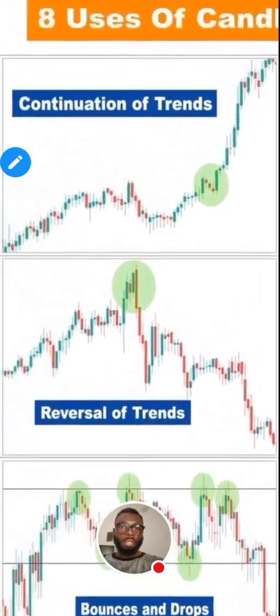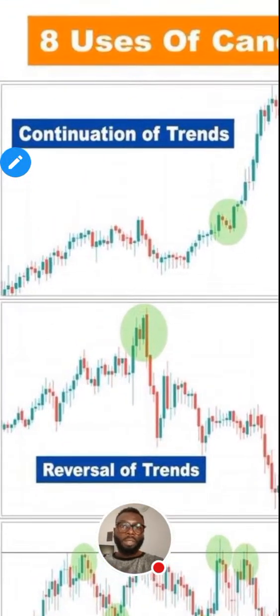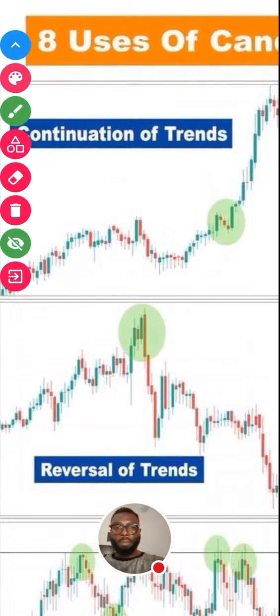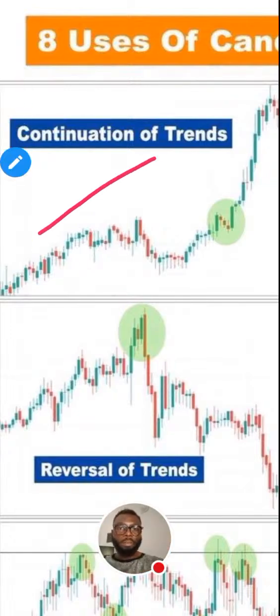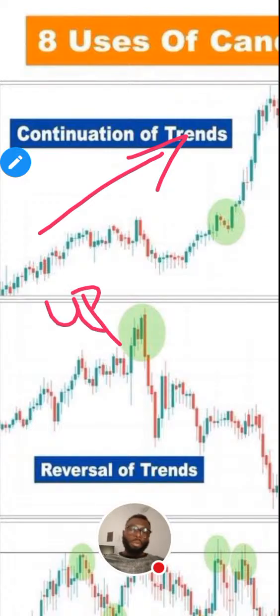You can see this market is trending up. From what you can see here, it's trending up. Okay, this is an uptrend. So when you have an uptrend like this, you want to know if it's going to continue or reverse, just like you see here, reverse. If it's going to continue or reverse.